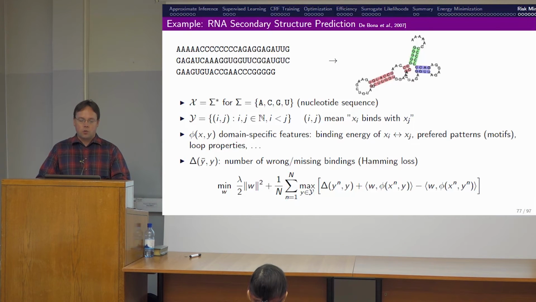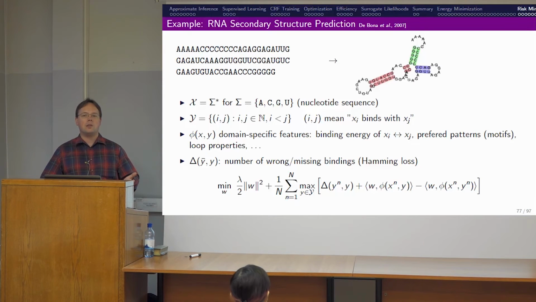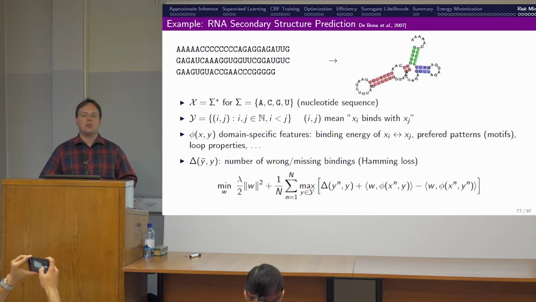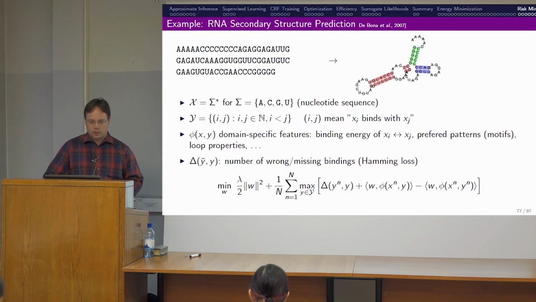Okay. Secondary structure prediction, we had that as an example. What would we do? We would have inputs which are strings over the alphabet, and outputs which tell you which input binds to which output. You have to define some domain-specific features. What would be your loss function? Well, you just count how many correct or incorrect bindings you predicted. All of these are relatively straightforward once you know how to represent your data, and you can minimize the training objective of a structured SVM.